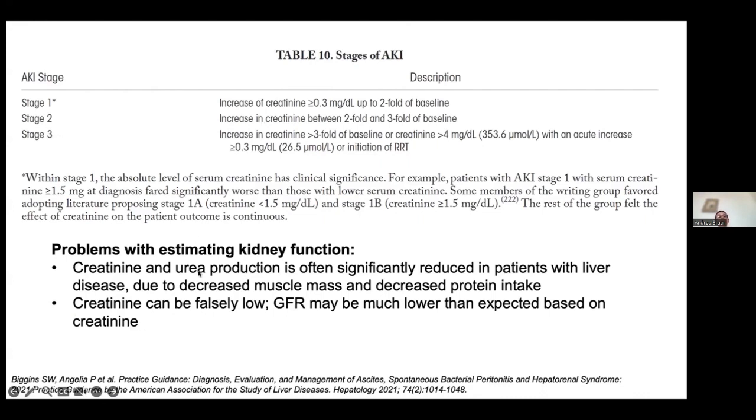Just remember, in cirrhotics, the problem with estimating kidney function is that cirrhotics don't have muscle, and they have very poor appetite, so they have decreased protein intake. And so the production of creatinine and urea in the body is typically reduced, and so the creatinine can be falsely low. It doesn't necessarily reflect the true GFR. The GFR may be actually much lower than you would think it is based on the creatinine. And if you really want to know what the GFR is, you can measure it. Do a 20-hour urine collection.